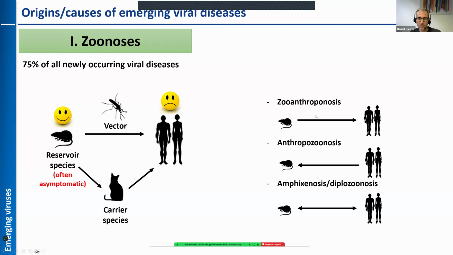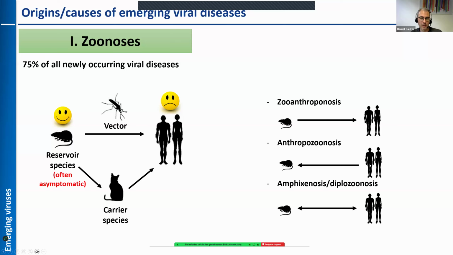And I would also use this to introduce a few more terms. So we talked about the term zoonosis, but there are also these two terms, zooanthroponosis or anthropozoonosis, that actually describe the direction of transmission. So if the virus is transmitted from the animal to humans, we refer to this as a zooanthroponosis.